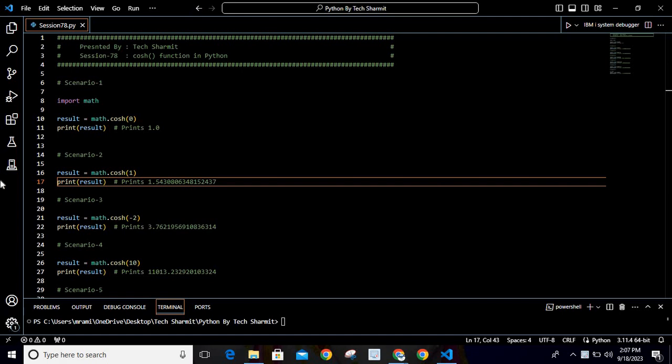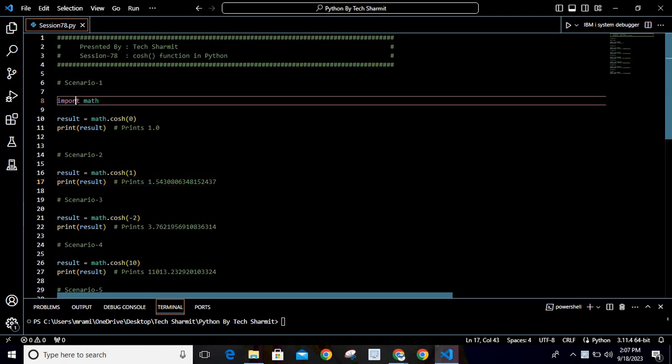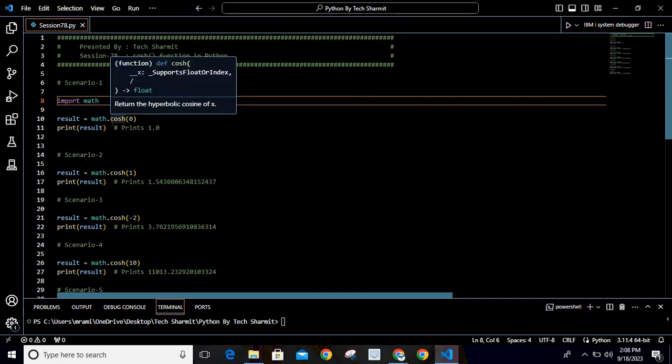So on line number 8, I'm importing this module. Once you have imported this module in your program, you can utilize it anywhere throughout the program. Okay, so we just imported it. After that, we are using this function, math.cosh, and as a parameter I'm providing the value 0.